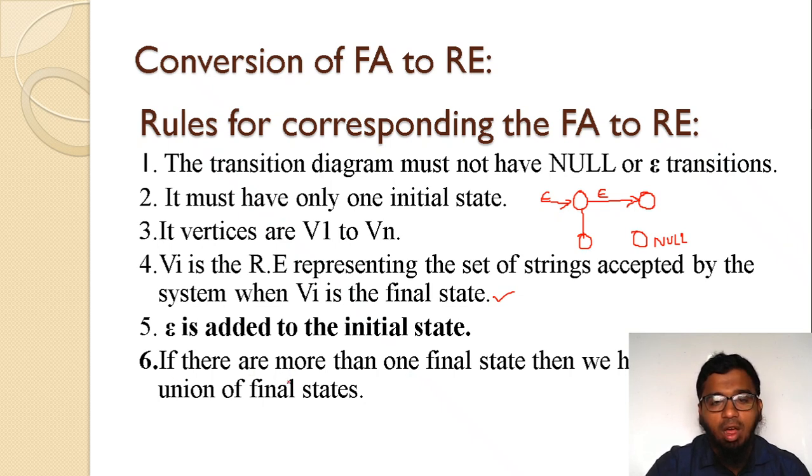If there is more than one final state, then we have to take the union of those final states. Example, if there are states A, B, C and D, and B and D are final states, you need to combine B and D into one state. So these are the rules. Six rules are there. We will see them one by one.